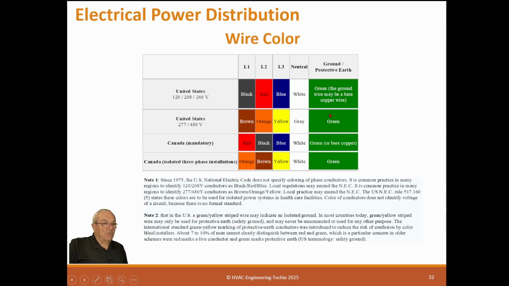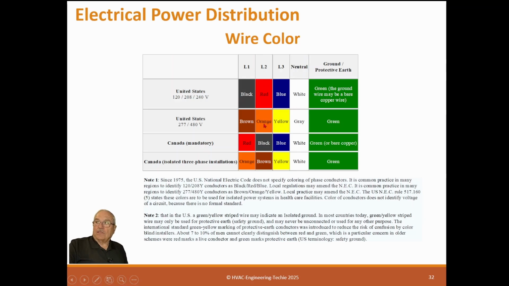Wire color. Wire color is code required. This is the code requirement for both the U.S. and Canada. Here's the Canadian ones, and here's the United States. So in the United States, low voltage, 120, 208, 240, line 1 is black, line 2 is red, line 3 is blue if you have 3-phase, and the neutral is white. Grounds are always green. Now, in 277/480 volt in the United States, phase 1 is brown, phase 2 is orange, phase 3 is yellow, and neutral is gray.